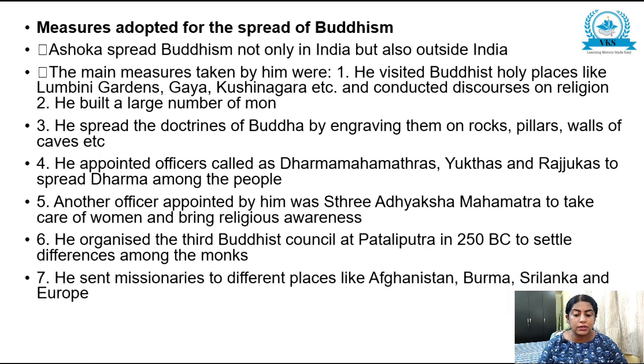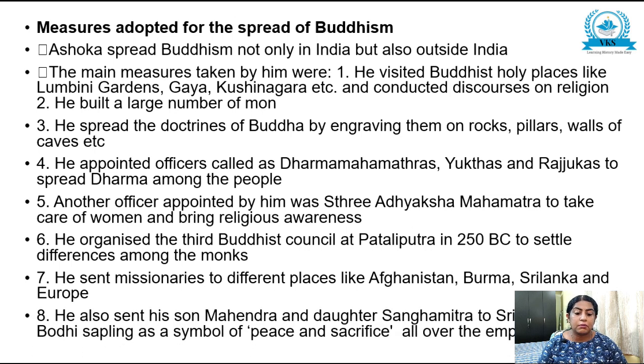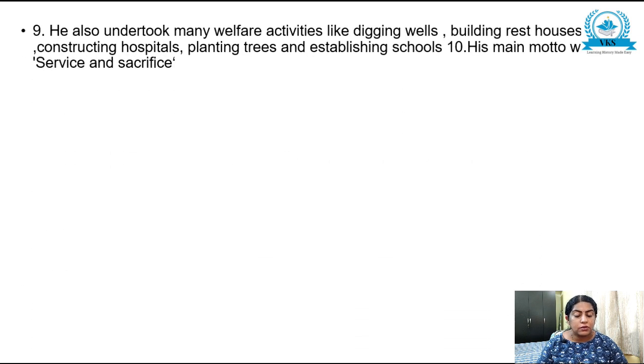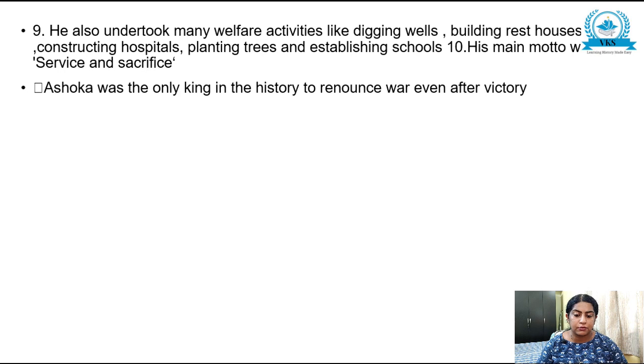He sent missionaries to different places like Afghanistan, Burma, Sri Lanka and Europe. He also sent his son Mahendra and daughter Sangamitra to Sri Lanka with a Bodhi sapling as a symbol of peace and sacrifice all over the empire. He also undertook many welfare activities like digging wells, building rest houses, constructing hospitals, planting trees and establishing schools. His main motto was service and sacrifice.